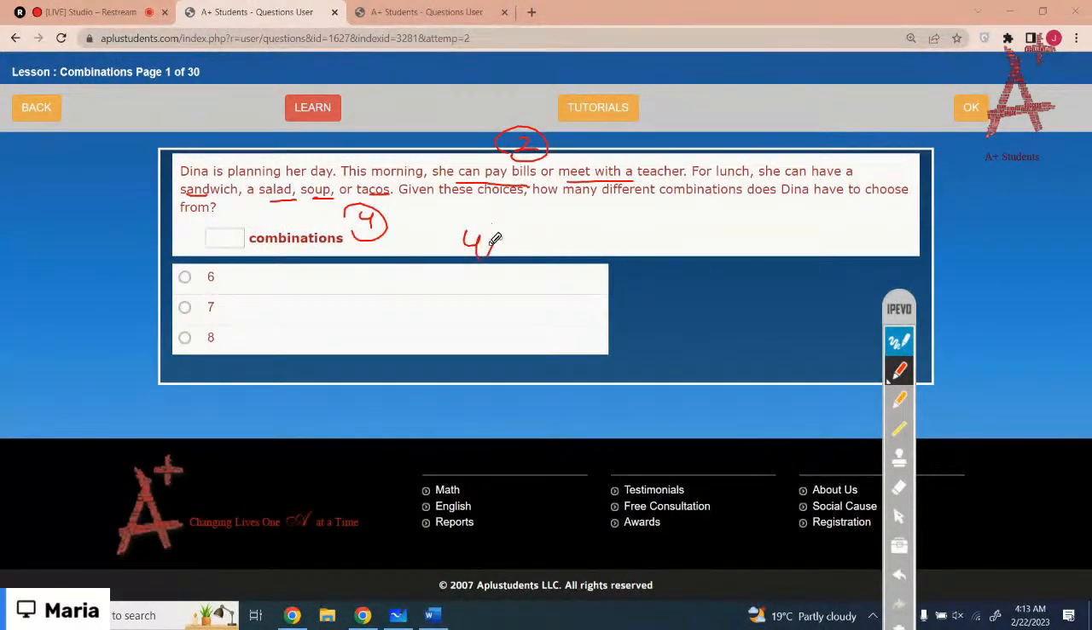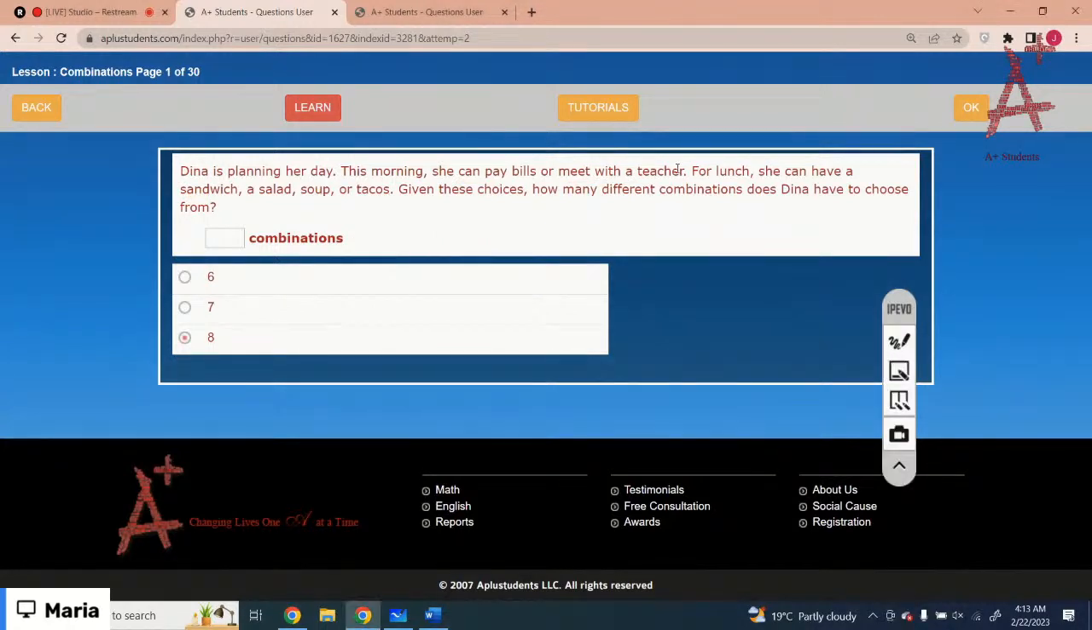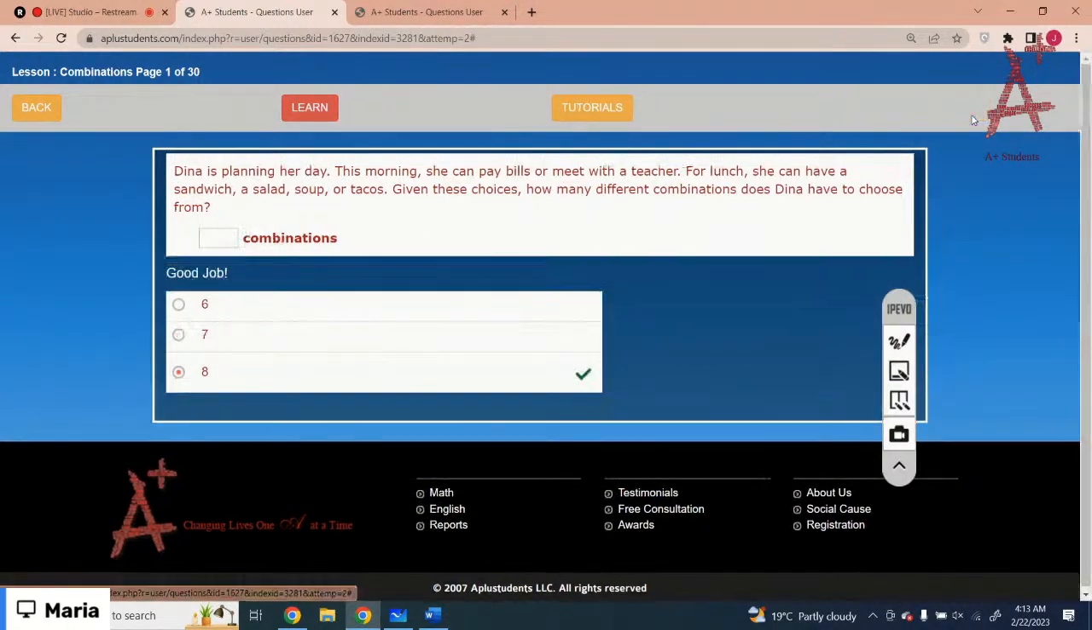So you have to multiply four times two because she has two of the meetings and then four of the options to have lunch. So you have to do four times two. So four times two is eight. That means the total combinations are eight. So the correct option is eight. Just select the correct option and click on the OK button.